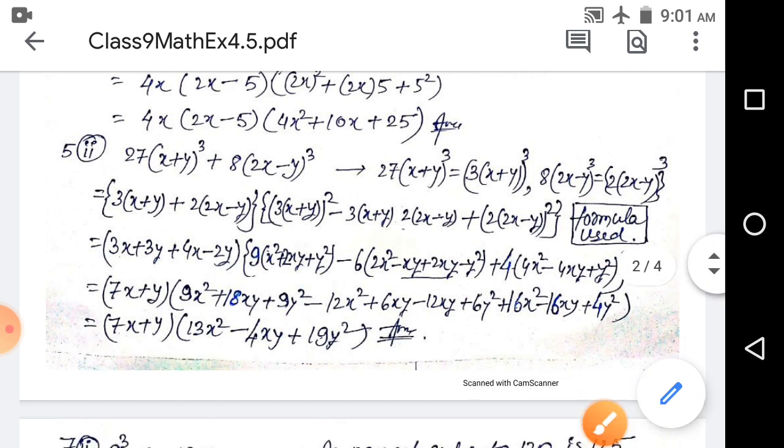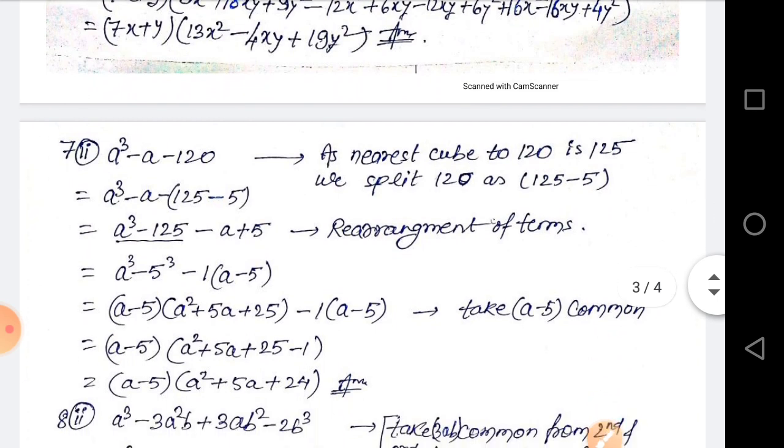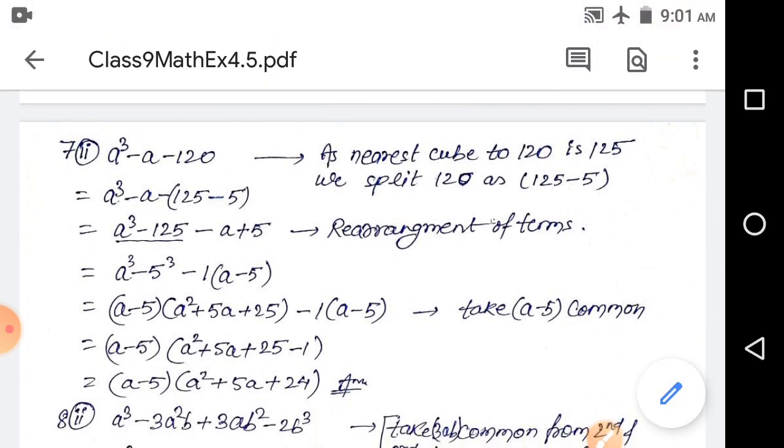Now come to the seventh question. If you see the solution of question number 7, then you can easily understand question number 6 and the previous questions. Now see what is given here. It is a³ − a − 120. See, only one term is present here with a cube, which is a perfect cube, that is a cube.